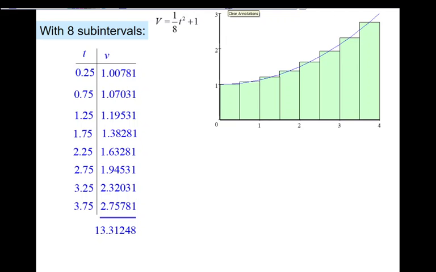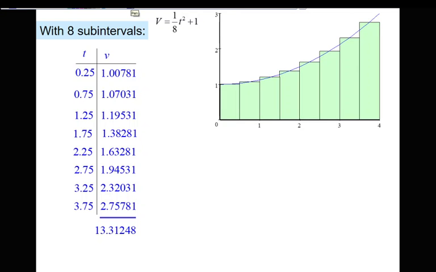Now, on the last 3 examples, all of my widths were 1. So any of my heights times the width gave me the same value. But here, it's now different because these are my heights, right? But what is the width? The height of this rectangle from here to here is 1.00781. But what is the width from here to here? It's no longer 1, it's 0.5. So what is my actual area in here? Well, that would be this times this.